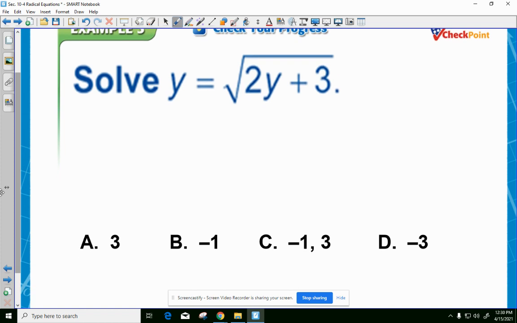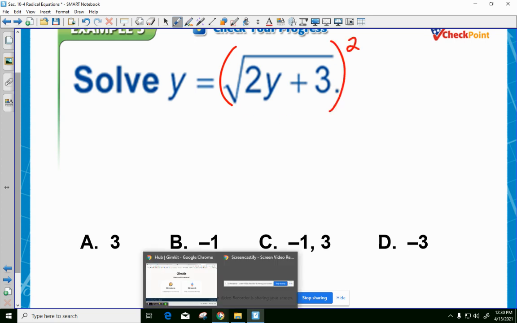Am I ready to remove the square root? Well, there's nothing else over there, so can I get rid of it? I can. Okay. This problem though, it presents a different type of problem.